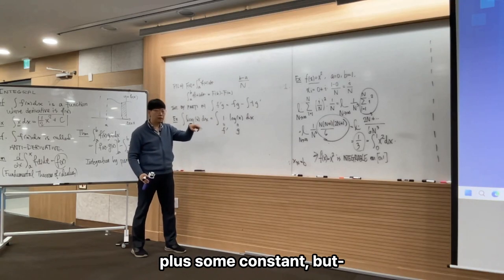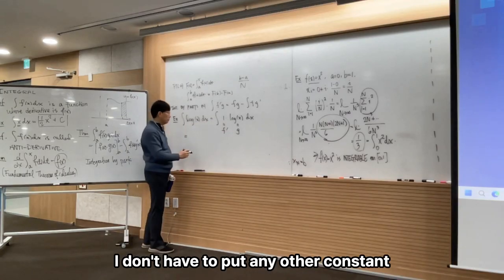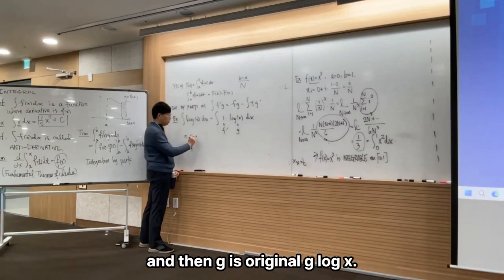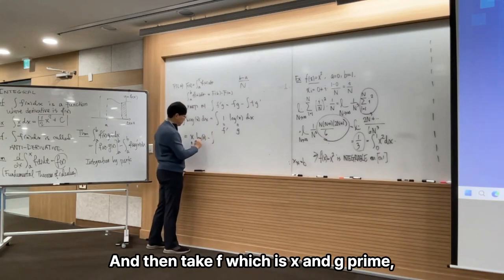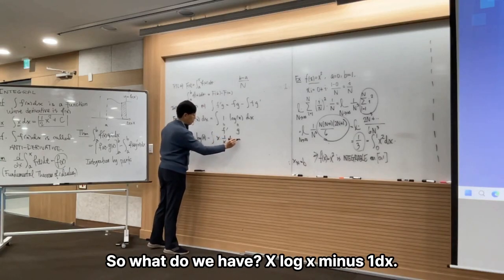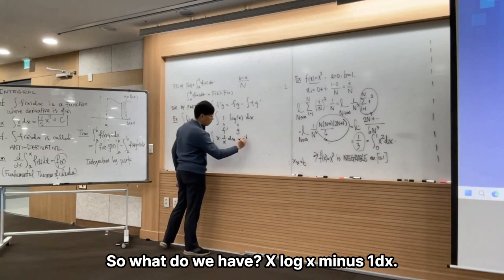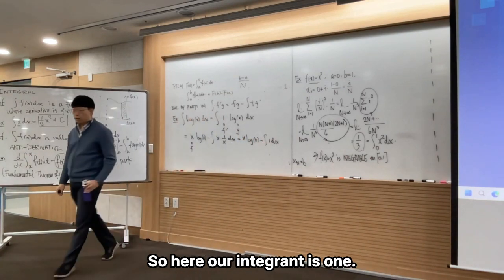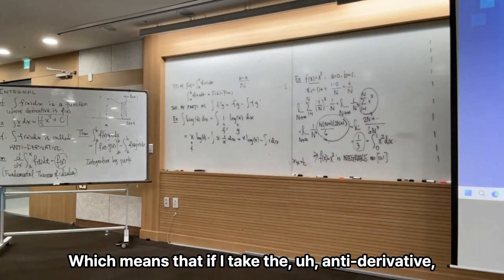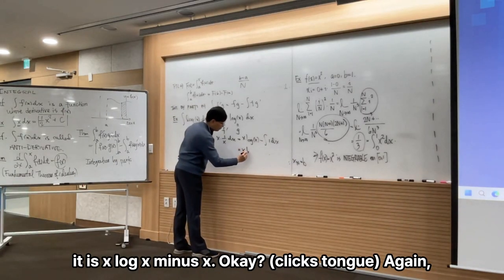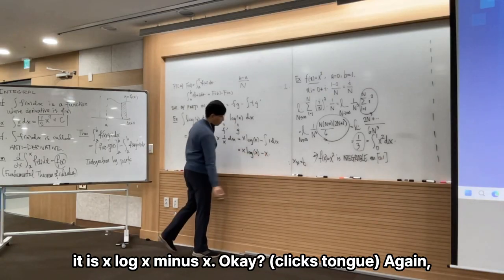f should be x plus some constant, but I can choose any constant, so I'll choose 0. So just x here. So x is our f. And then g is the original g, log x. And then take f, which is x, and g prime, which is 1 over x, right? So what do we have? x log x minus the integral of 1 dx. Here, our integrand is 1, which means that if I take the antiderivative, it must be x. So it is x log x minus x.